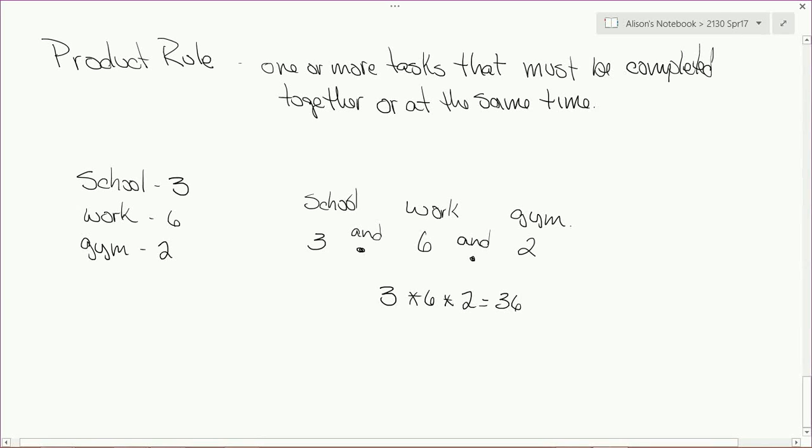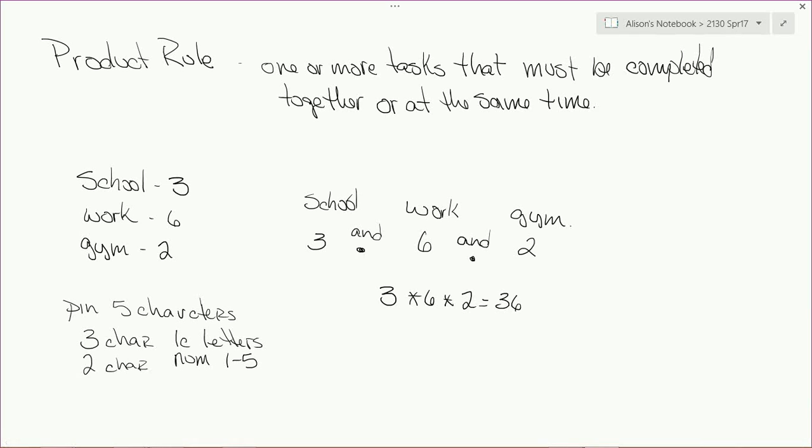So let's go back to your bank, and your bank now tells you that they have to have a PIN, and that your PIN has to be 5 characters long, and that the first 3 characters are going to be lowercase letters, and the second two characters are going to be numbers between 1 and 5. So now we have to decide how many different PINs I can have based upon that criteria.